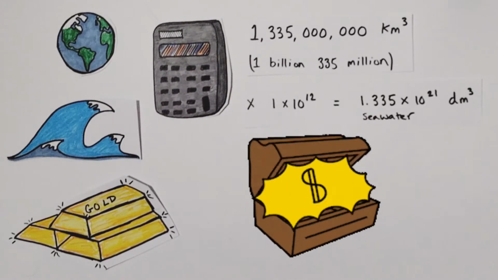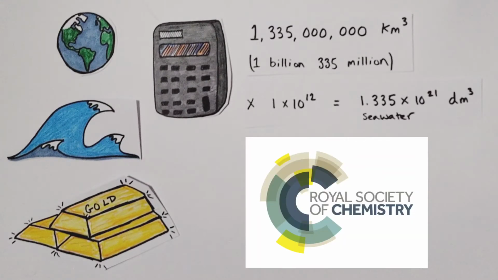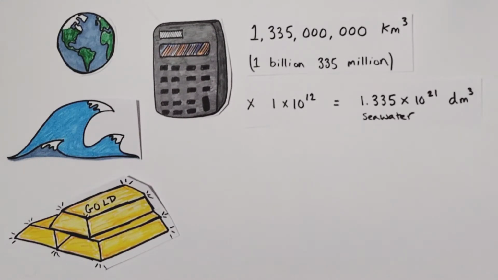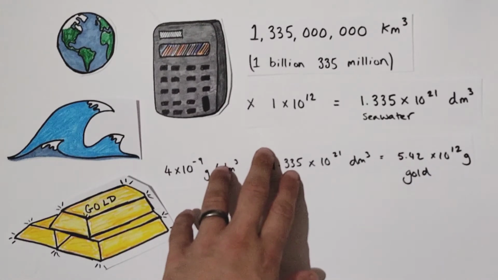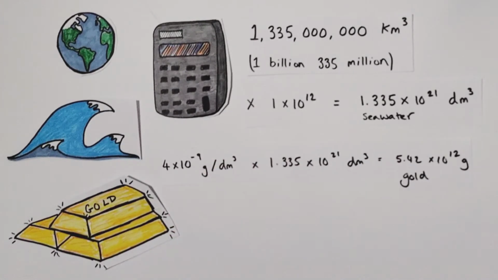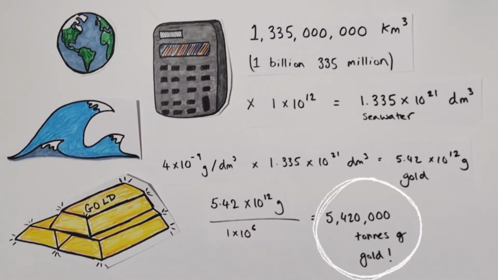But just how much gold is there in them waves, Jim lad? Well, according to a Royal Society of Chemistry article, there are 4 billionths of a gram of gold per litre of seawater. So if we multiply that number, 4 billionths, by our volume, 1.335 times 10 to the 21 litres, we find out there are 5.42 times 10 to the 12 grams of gold in the oceans. Divide that number by 1,000,000 to convert it into tons, and that leaves us with 5,420 tons of gold sitting in our oceans, just waiting to be taken.